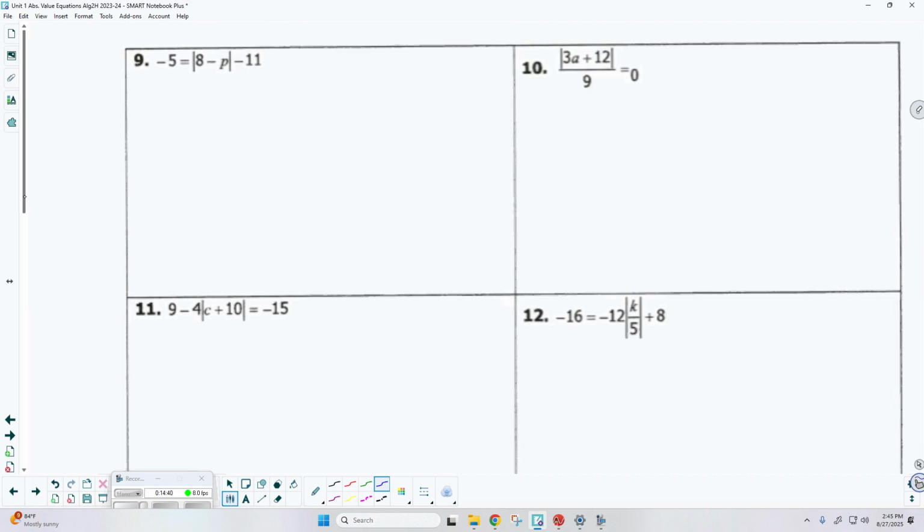Let's try this one. Negative 5 equals the absolute value of 8 minus p, minus 11. Try this one. Let me go ahead and give you a minute to go ahead and work this one. And then we'll come back in just a second. Yes. We are working number 9.